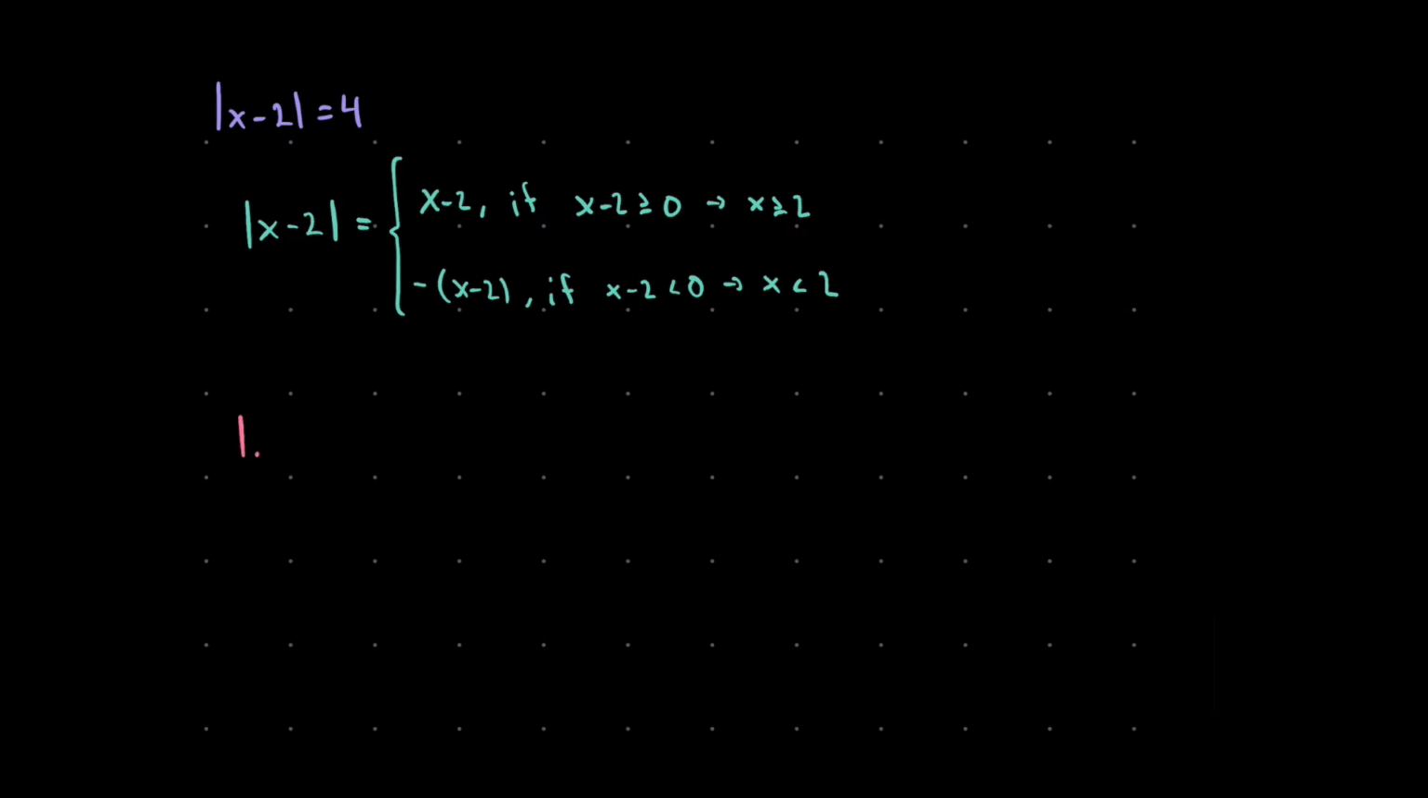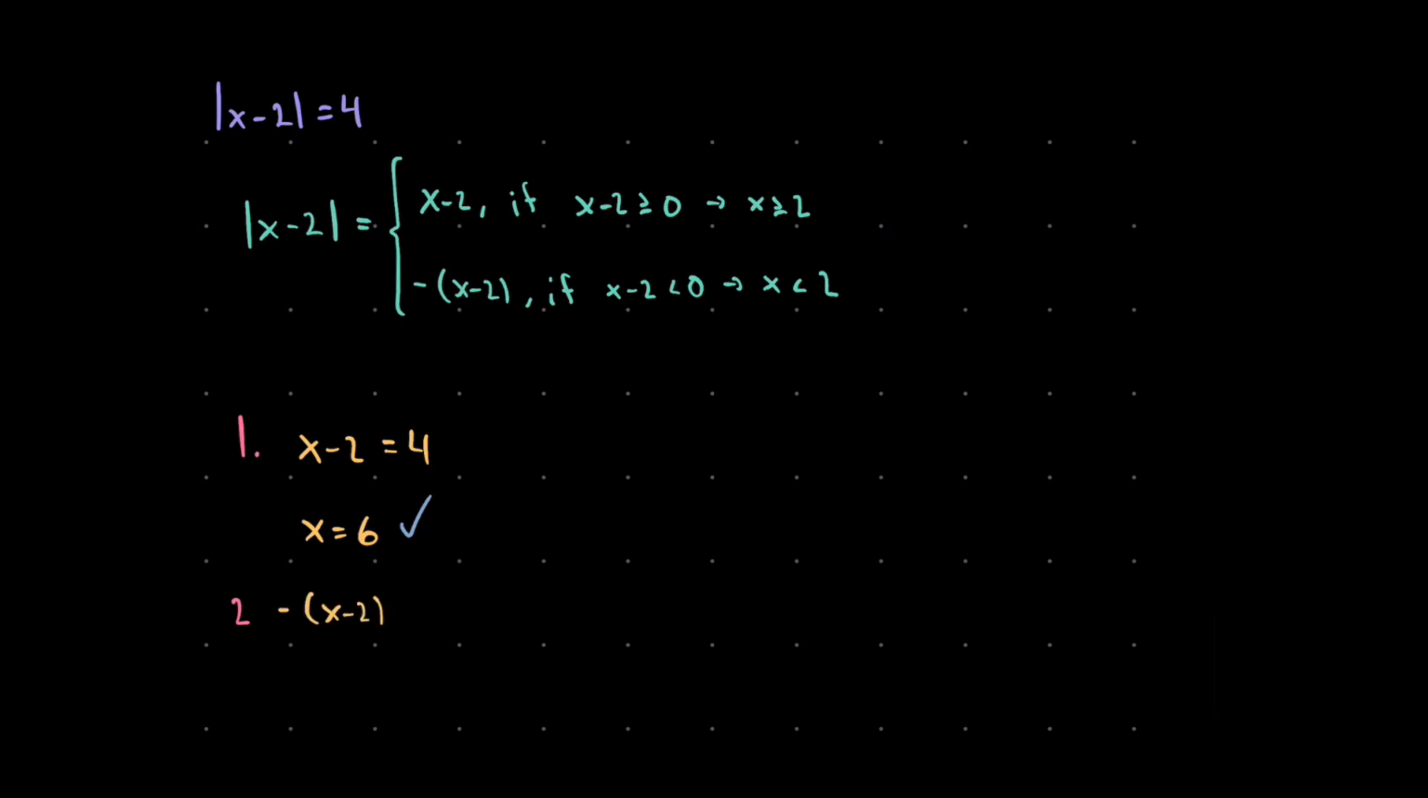In case 1, we have that x minus 2 is equal to the absolute value of x minus 2, and that's equal to 4 per the question, and by rearranging we get that x equals 6. Checking back, we see that x needs to be greater than or equal to 2, and 6 is indeed greater than or equal to 2, so this case works.